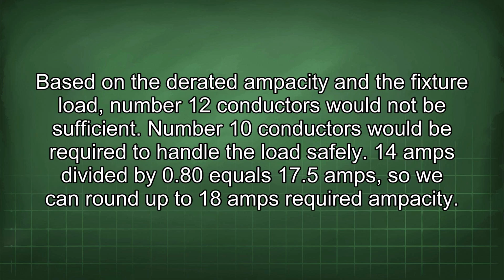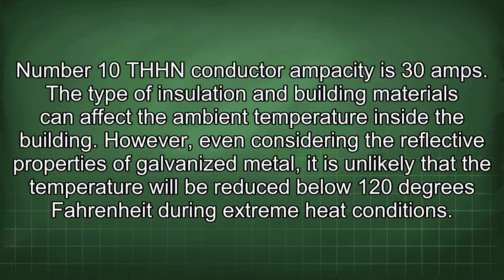Based on the derated ampacity and the fixture load, number 12 conductors would not be sufficient. Number 10 conductors would be required to handle the load safely. 14 amps divided by 0.80 equals 17.5 amps, so we can round up to 18 amps required ampacity. Number 10 THHN conductor ampacity is 30 amps.